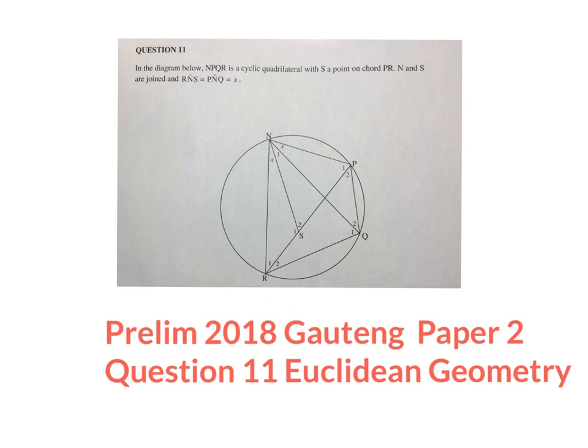Good day. This is the last video of the prelim of Gauteng 2018, paper 2. We are doing question 11. It's Euclidean geometry.